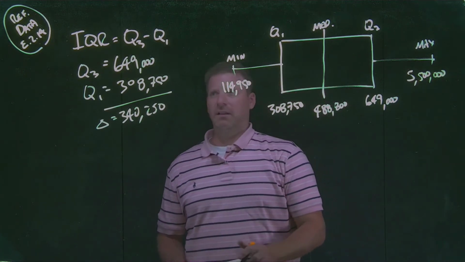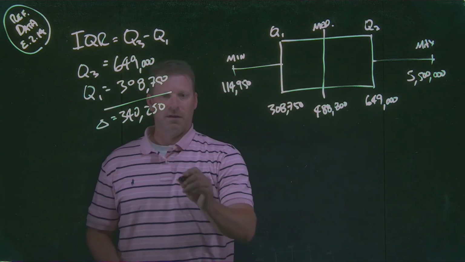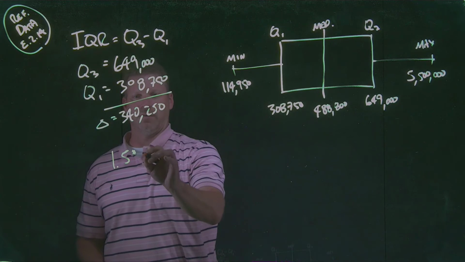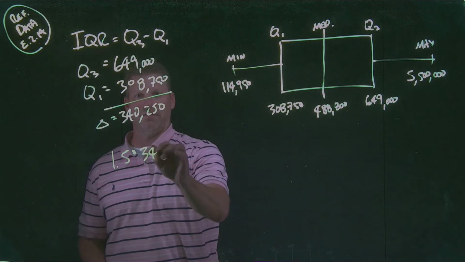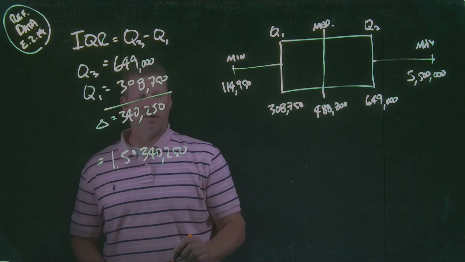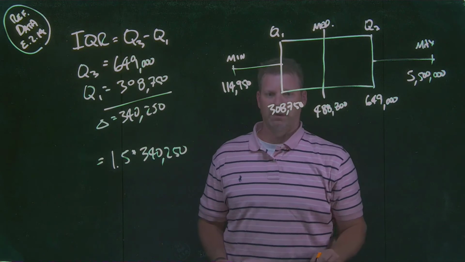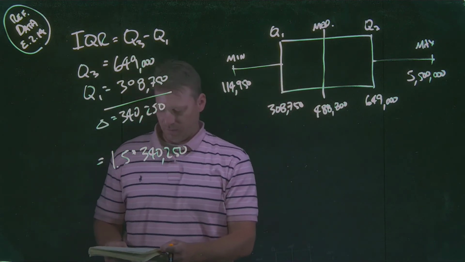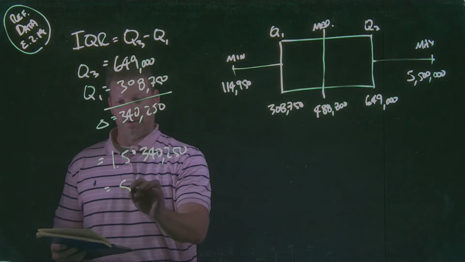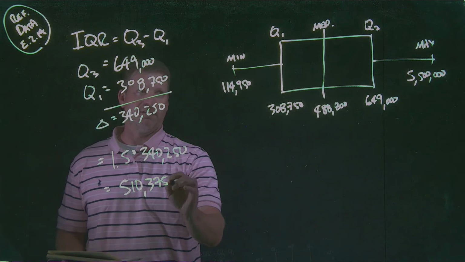So when we calculate this definition of an outlier, we're going to take 1.5 times this interquartile range of 340,250. This gives us our interval that we're going to add and subtract from our first and third quartiles respectively. If we do this calculation, we end up with this value of $510,375.